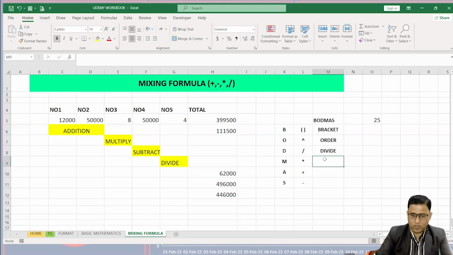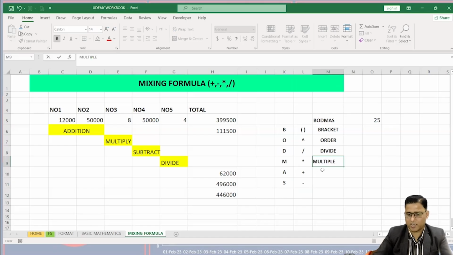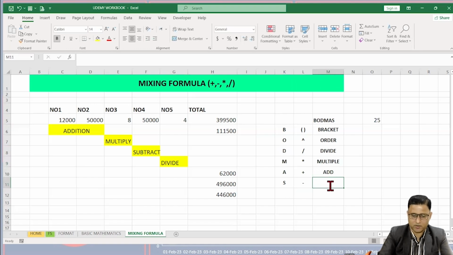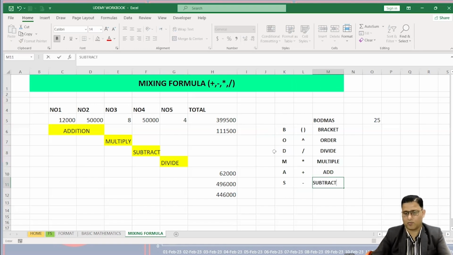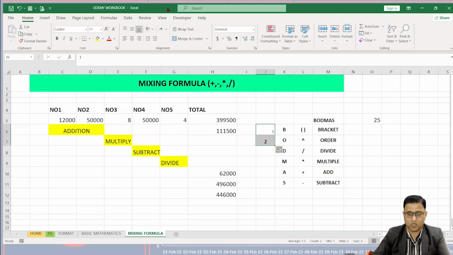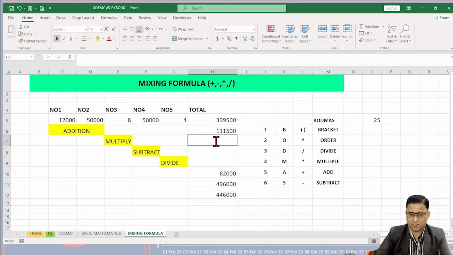When we perform this, normal mathematics will always use this as a ranking, as a tool to perform. Remember, it is always done in order: 1, 2, 3. These are the ranks, you can say. We never change the rank. This is permanent. The ranks are permanent.